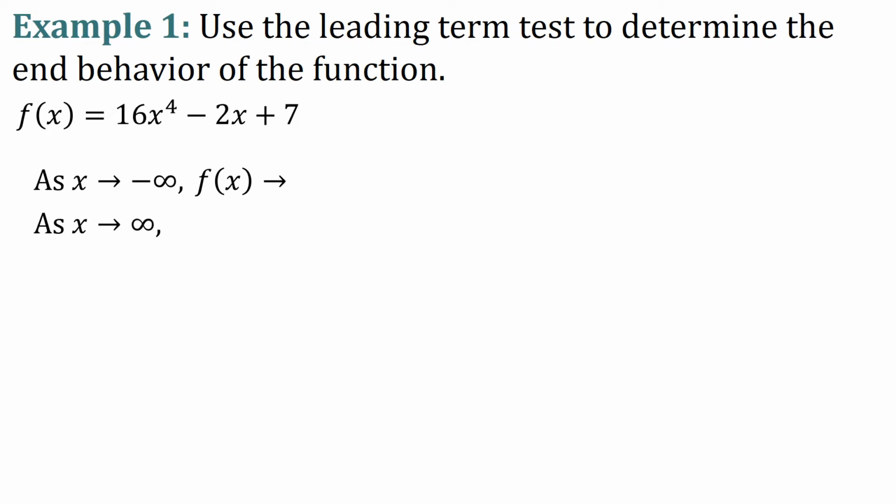On the positive side of the graph, the right-hand side, does our end behavior end going up or down? If it ends going up, it'll be positive infinity. If it ends going down, it'll be negative infinity.